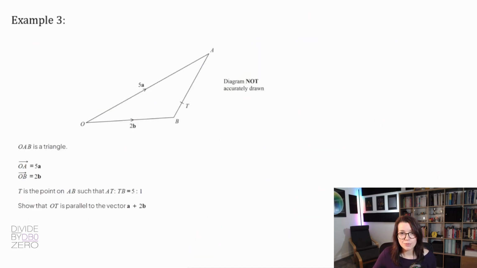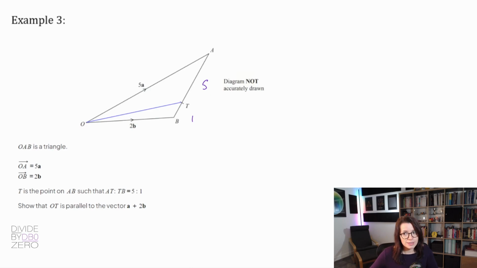Okay, last example. So this time we've got OAB, which is a triangle, and we're told that vector OA is 5A and vector OB is 2B. We're then told that T is the point on AB such that AT to TB is 5:1. So I'm just going to pop that ratio on straight away. We want to show that OT is parallel to the vector A plus 2B. So OT is the line that goes from O to T, so worth putting that on.